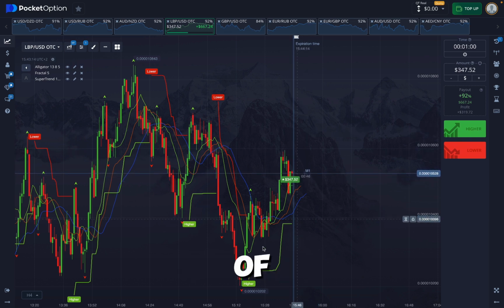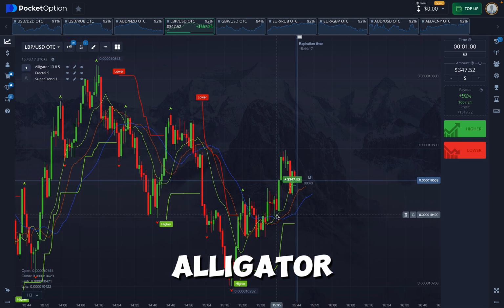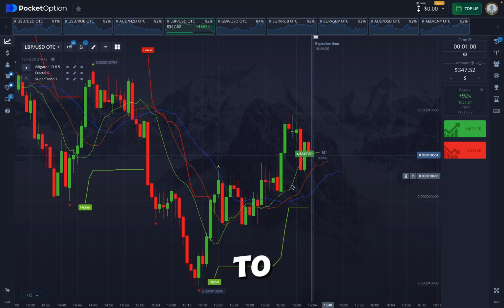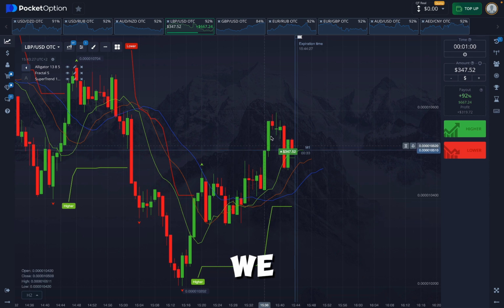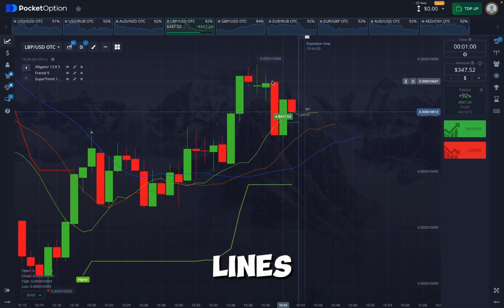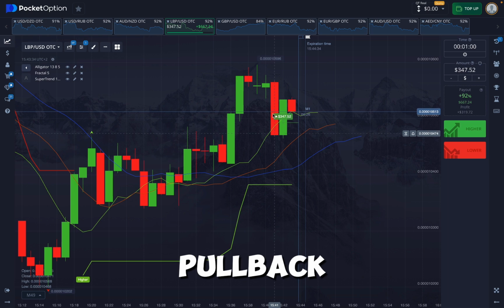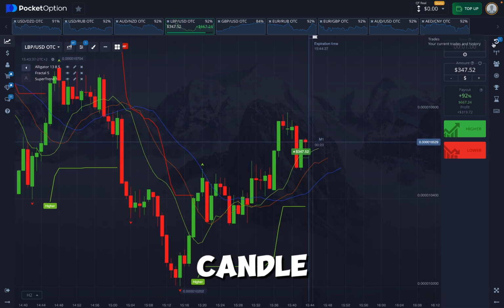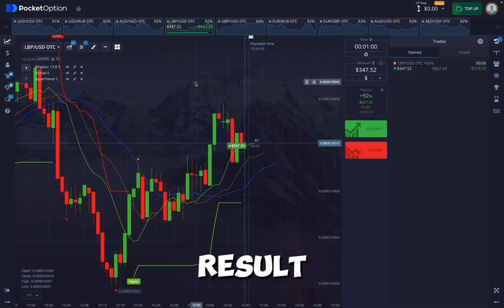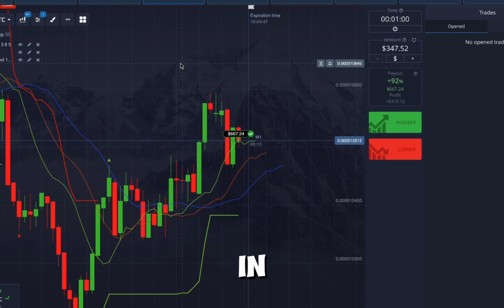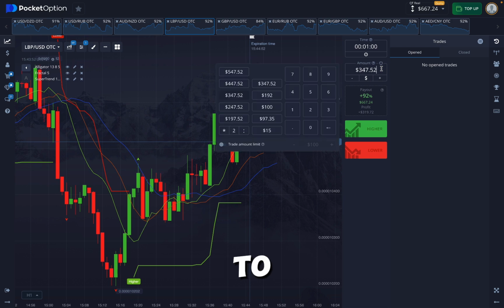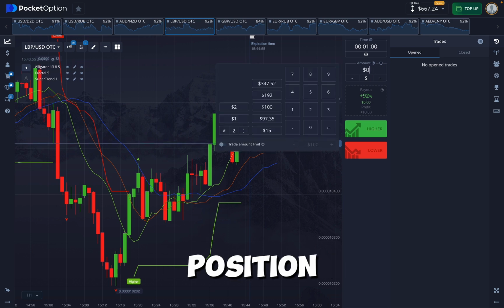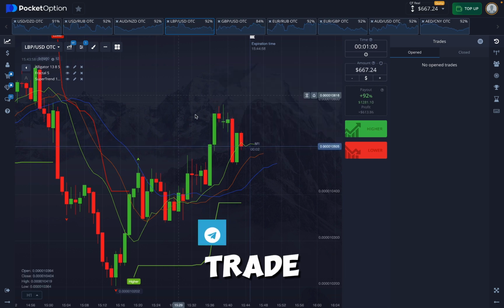There was a crossing of the moving lines of the Alligator from bottom to top. They begin to show the upward dynamics, as well as the movement itself. We have crossed the Alligator lines, and I open a trade on this pullback in the form of this long candle. Let's see the result. And the position closes in plus. Great, the right timing of the opening and the opening level led to the successful completion of the position. Super! Let's do the next trade as well.